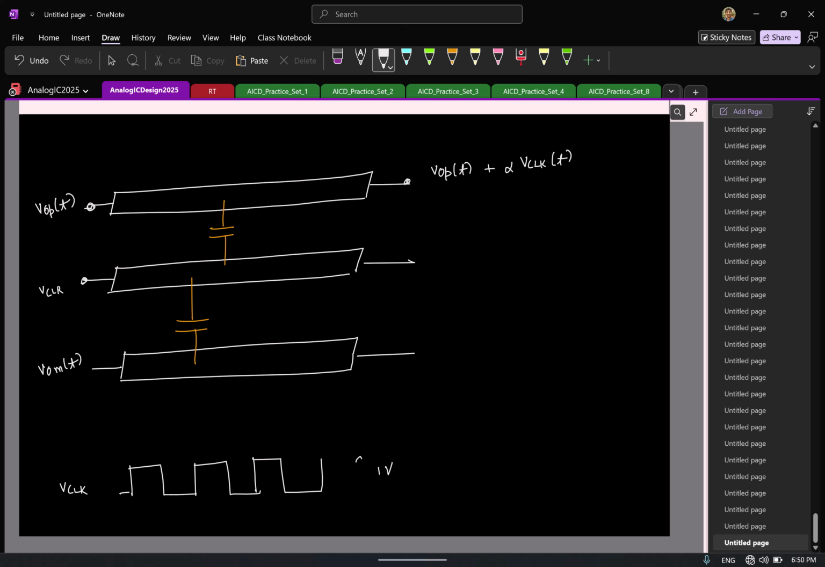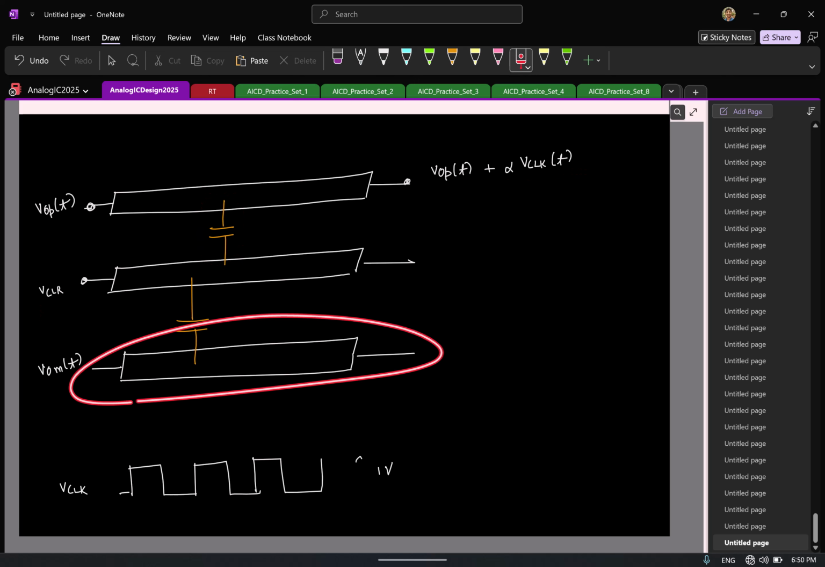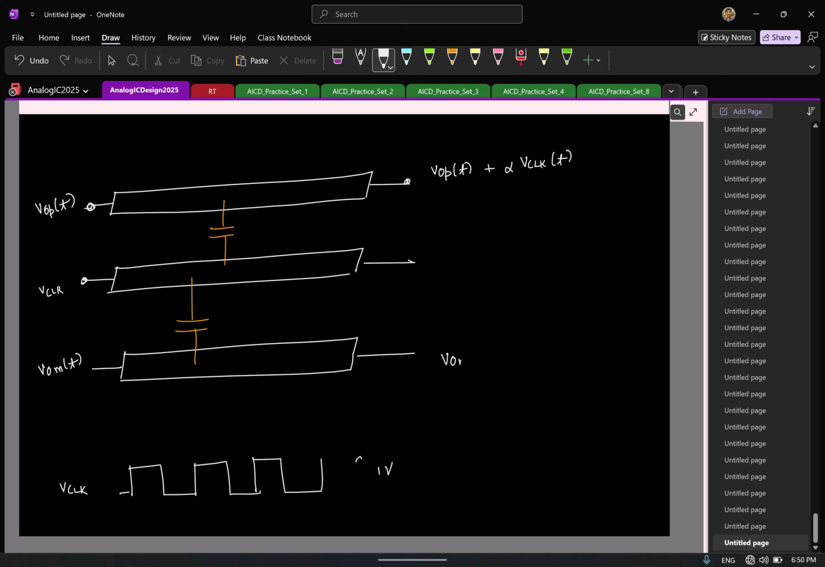Correct? So here what will I have then? I mean, if there is no coupling, I would have just gotten VOP of t. Due to this capacitance coupling the clock, I had alpha times V clock of t. So here what will I have now in the other line? Yeah, VOM of t plus alpha times V clock of t. So once again, if you take the difference, so that's the whole idea.